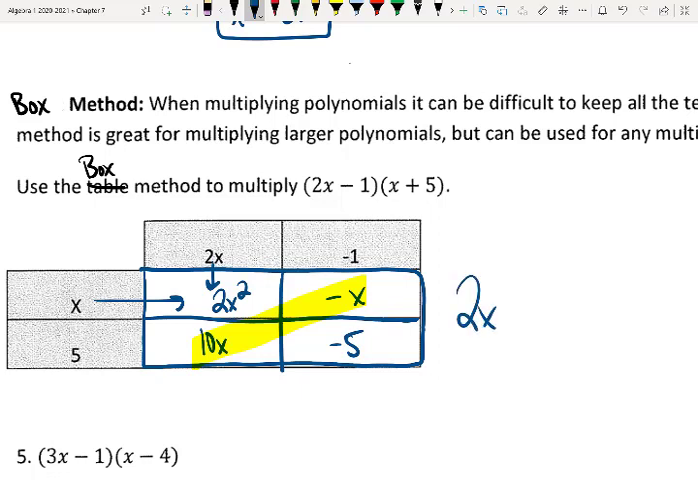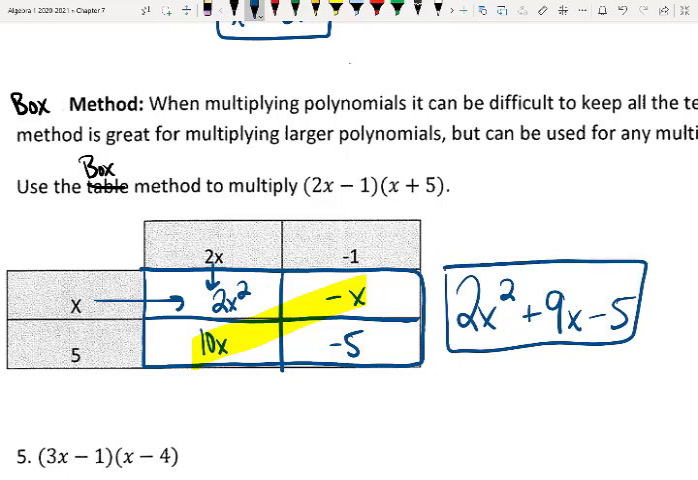So I should end up with 2x squared, a total of 9x, because that's 10 minus 1, and then minus 5. So that would be my solution. That would be how I would multiply 2x minus 1 times x plus 5 using the box multiplication method.